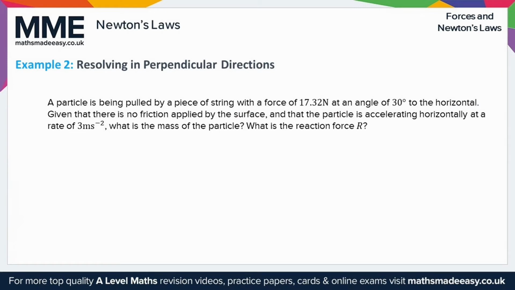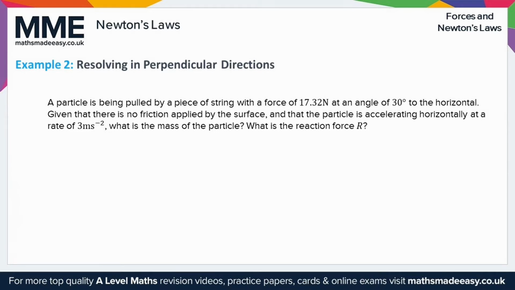So a particle is being pulled by a piece of string with a force of 17.32 newtons, at an angle of 30 degrees to the horizontal. Given that there is no friction applied by the surface and that the particle is accelerating horizontally at a rate of 3 meters per second squared, what is the mass of the particle and what is the reaction force?